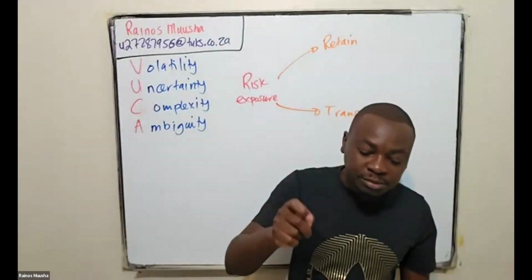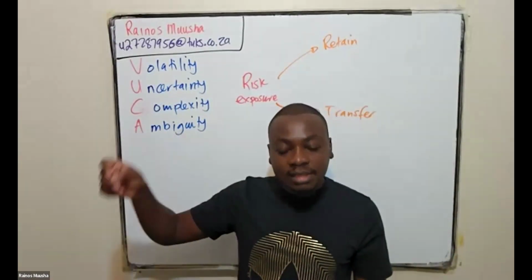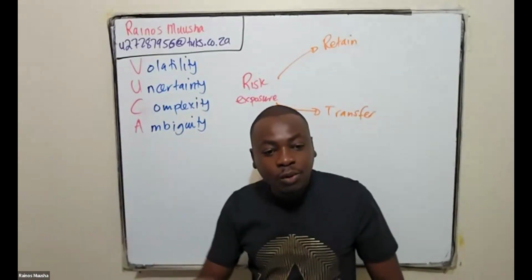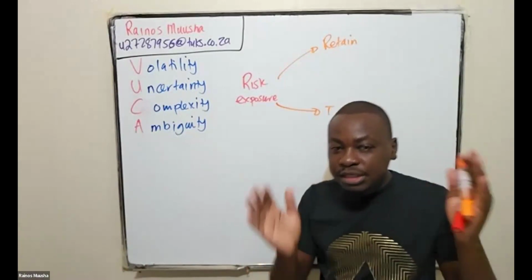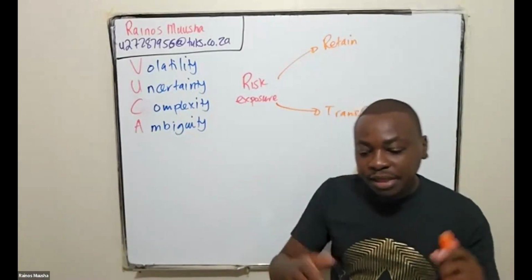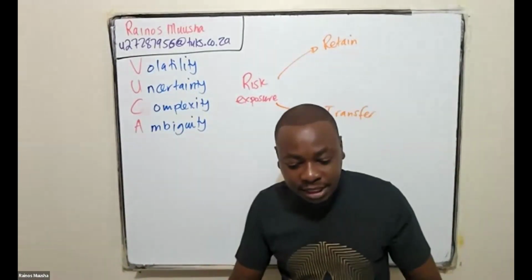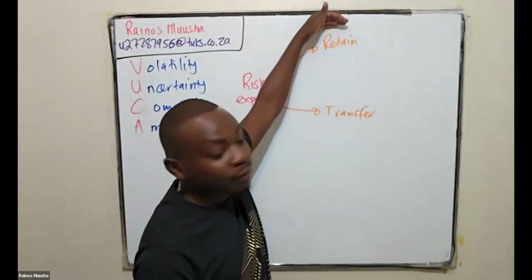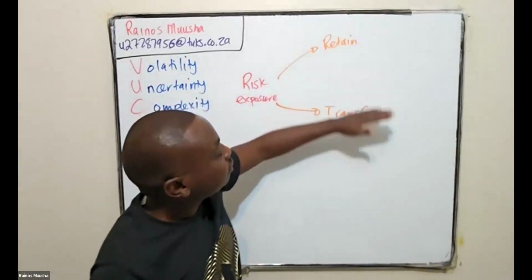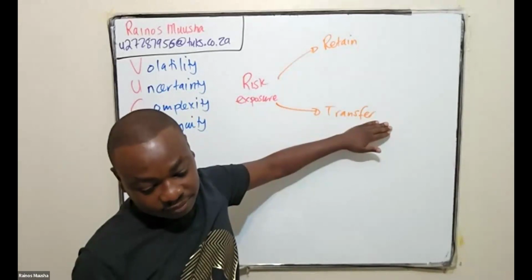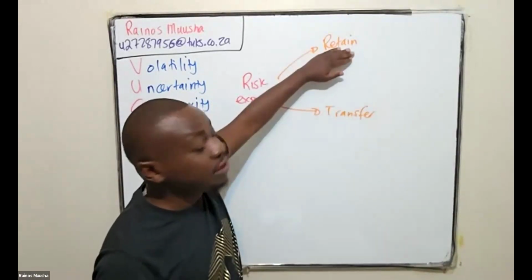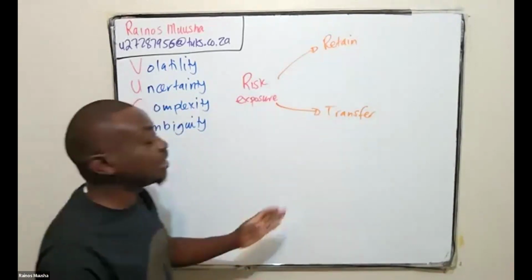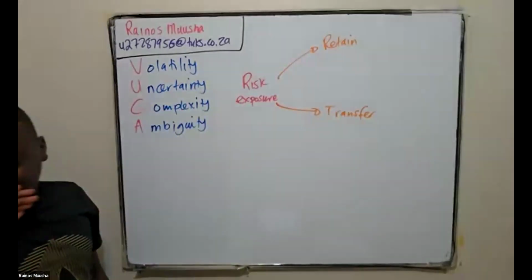Then the board and the top management, based on the risk appetite of the organization, are the ones who are now going to say, remember, there's always a relationship between risk and return. So based on our risk appetite, how much of this risk are we going to be retaining and how much of this risk are we going to be transferring? But we'll look at that in more detail when we look at Unit 11, because Unit 11 basically looks at risk retention.